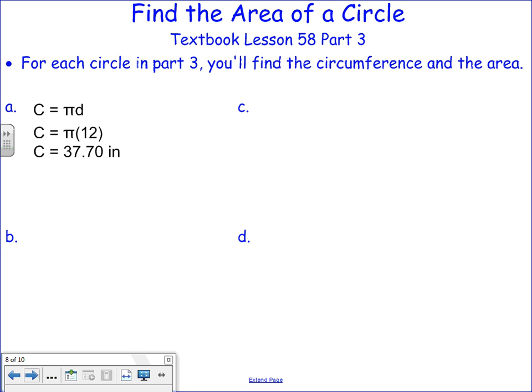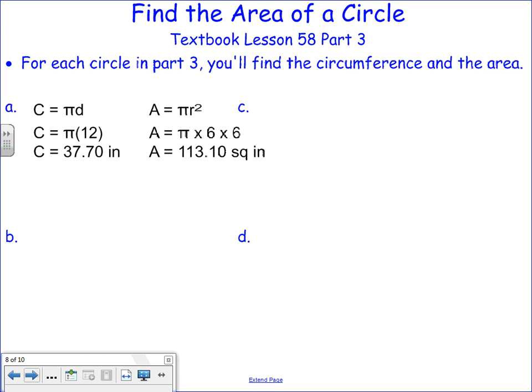Now for the area of the circle, again, area of the circle is pi times radius squared. Again, if my diameter is 12, that means my radius is 6. So remember, r squared means r times r, so we're going to do pi times 6 times 6. When we do pi times 6 times 6, we get about 113.10 square inches for circle A.